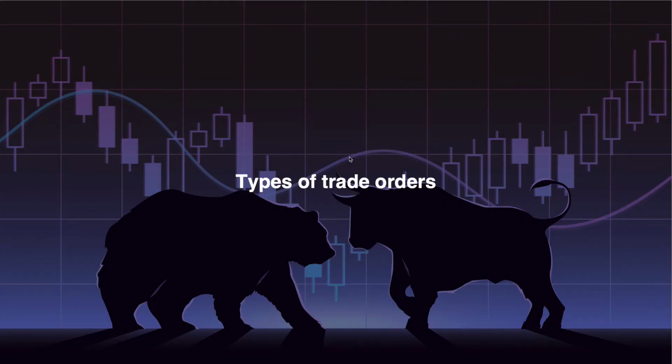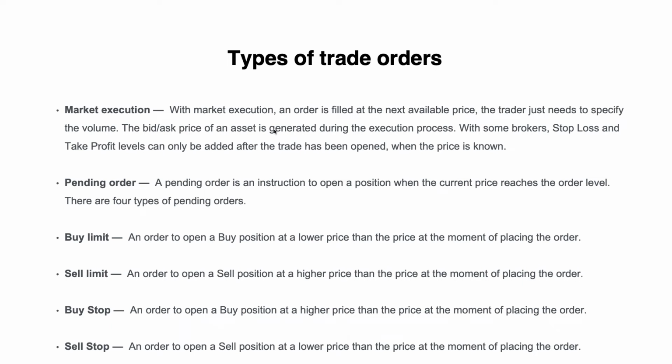The types of orders that we're going to take: there are two types of orders, market execution and pending orders. So what is market execution? It is when an order is filled at the next available price, and the trader just needs to specify the volume, so the risk, meaning the lot that it's going to use, and the bid and ask price of an asset is generally generated during the execution process. With some brokers, stop loss and take profit levels can only be added after the trade has been opened, when the price is known.